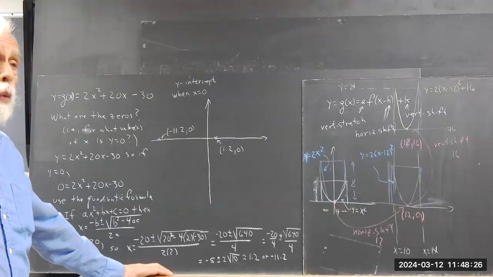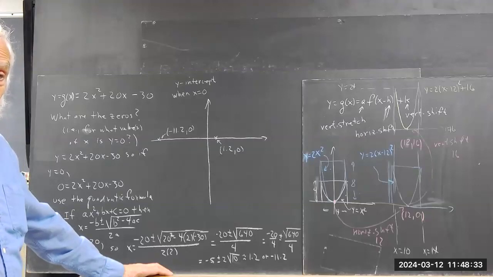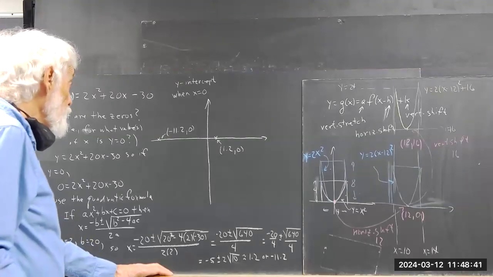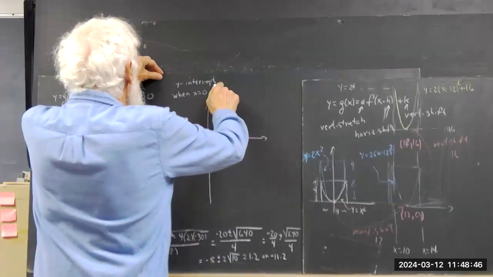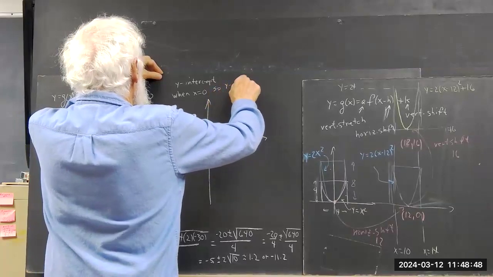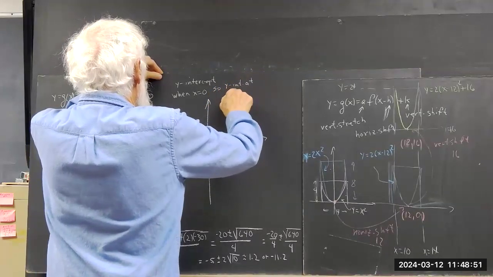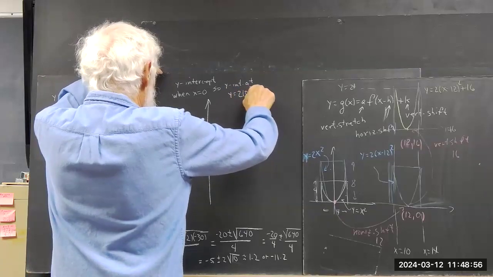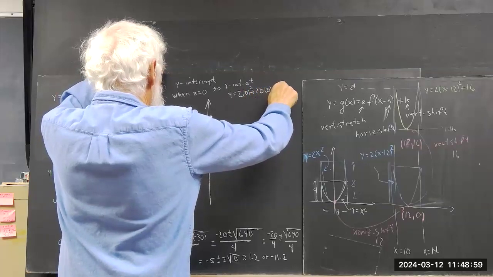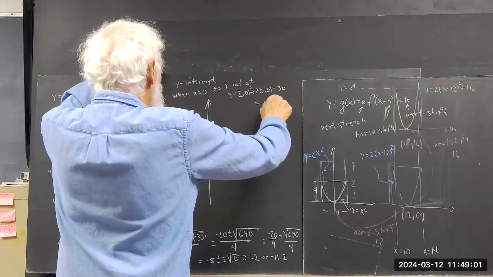So when you see y-intercept, you think immediately, okay, x is 0. Then you know what to do. Or when you see x-intercept, you know immediately y is 0. You have to make that connection. So when x equals 0, the y-intercept is y equals 2 times 0 squared plus 20 times 0 minus 30 equals negative 30.